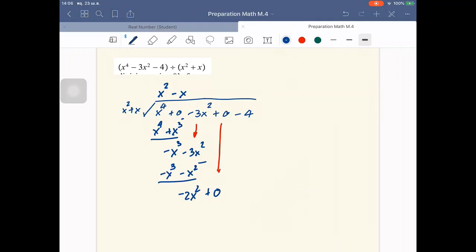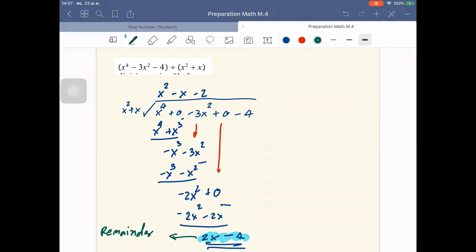Which number should you multiply? Again, repeat the same step to get negative 2x squared. You should multiply negative 2x, and what do you get? Negative 2x squared minus 2x, and again do subtraction. So here there is something left, which is called the remainder. Because we cannot do further division after this point, we have the remainder.